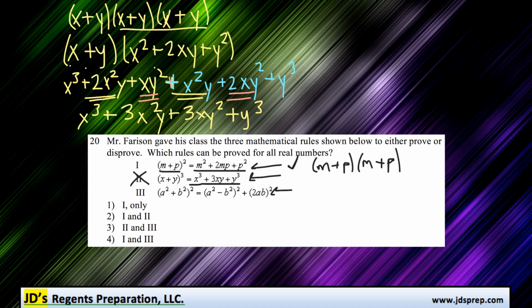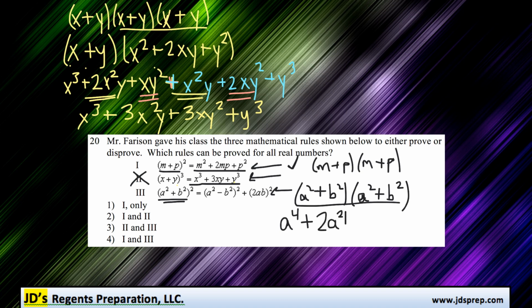Okay, now let's test out number 3. First, I'm going to expand the left-hand side of the equation, a squared plus b squared all squared. You can see I've written that down here. Then we're going to use the FOIL method to expand, and we would get a to the power 4 plus 2a squared b squared plus b to the power 4. Now, separately, we're going to expand the right-hand side of that equation and see if it matches this expansion.